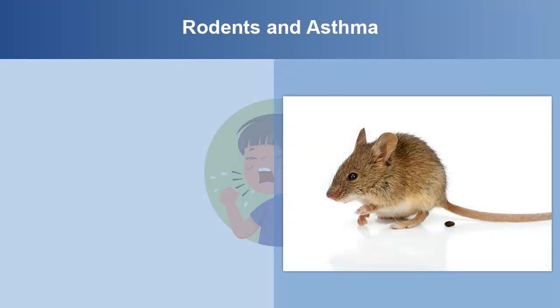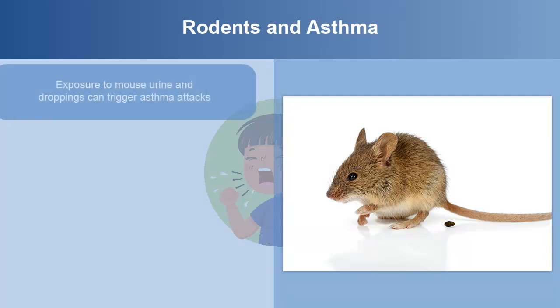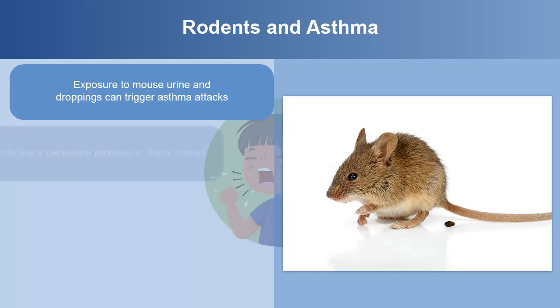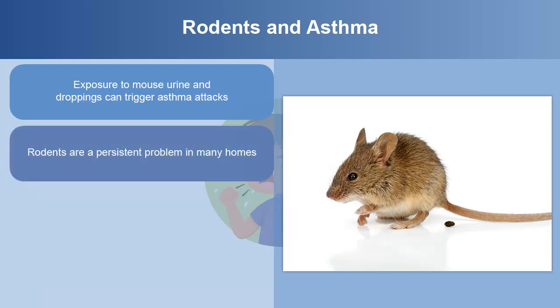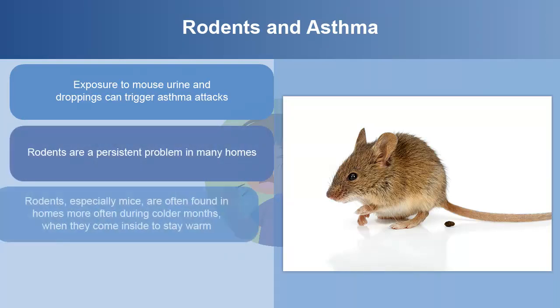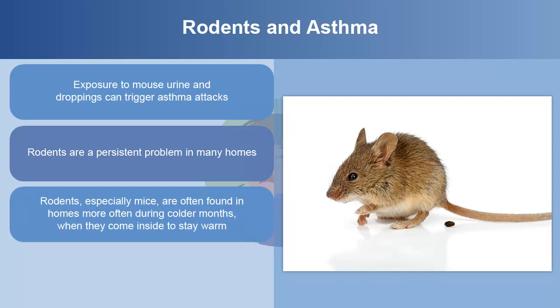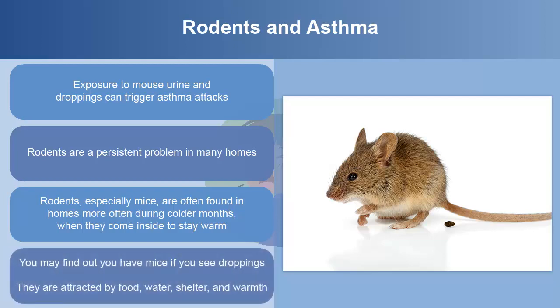Rodents such as mice and rats are another common allergic asthma trigger. Exposure to mouse urine and droppings can trigger asthma attacks. Rodents are a persistent problem in many homes. Rodents, especially mice, are often found in homes more often during colder months when they come inside to stay warm. You may find out you have mice if you see droppings. They are attracted by food, water, shelter, and warmth.